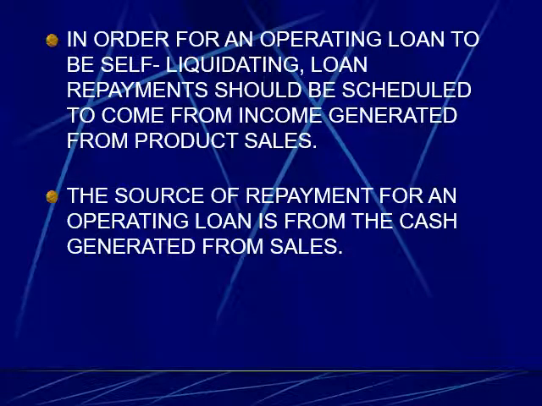In order for an operating loan to be self-liquidating, the payments should be scheduled to come from income generated from the product sales. And as it says here, the source of repayment for an operating loan is the cash generated from those sales.